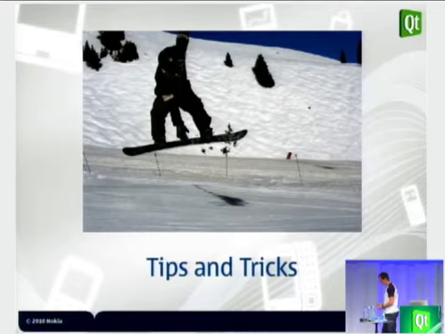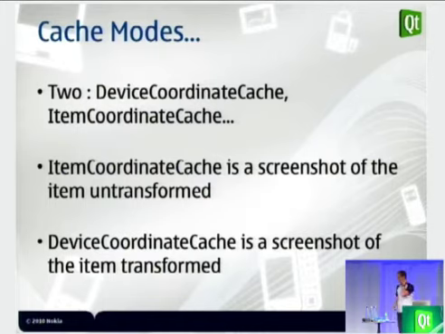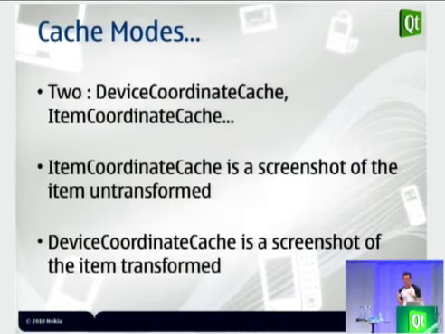Some tips and tricks about graphics item. The cache mode. Graphics item has two cache modes. It's a bit like the background I was explaining before. How it works is, it's basically like if you have a camera, and you take a picture of the item like it is on the screen, and then you save that picture for the next render, the next time you render a frame, for instance, so that you don't call the paint function on the item again.